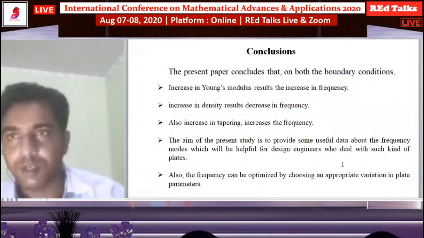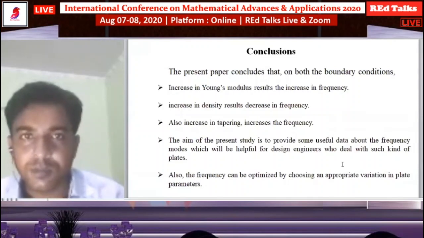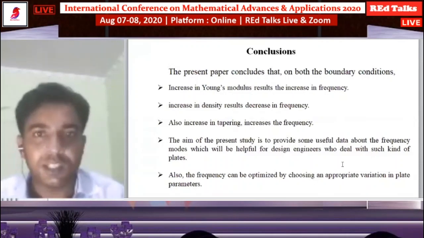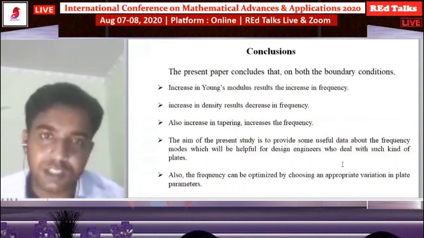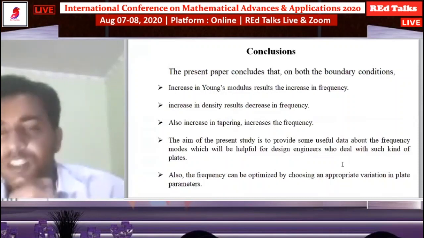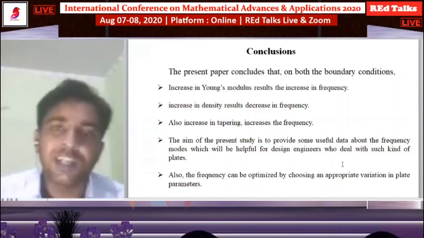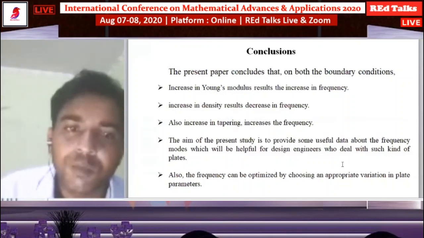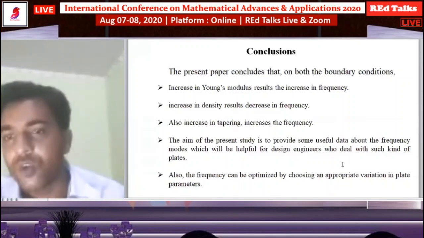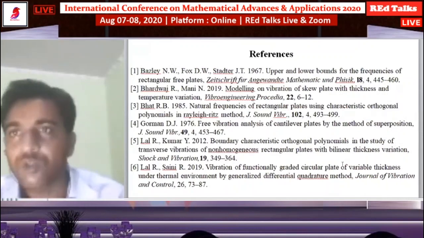In the last, we come to the conclusion of this study. The present paper concludes that for both boundary conditions, an increase in Young's modulus increases the frequency, an increase in density decreases the frequency, and an increase in tapering increases the frequency. The aim of this study is to provide useful data about the frequency modes, which will be helpful for design engineers who deal with such kinds of plates. Also, the frequency can be optimized by choosing appropriate plate parameters. And this was the conclusion of the present study.